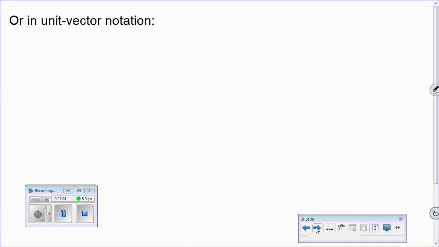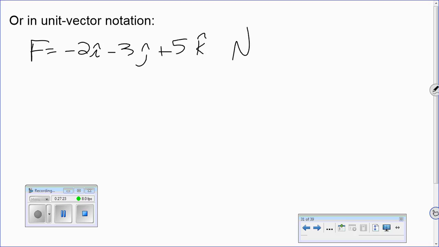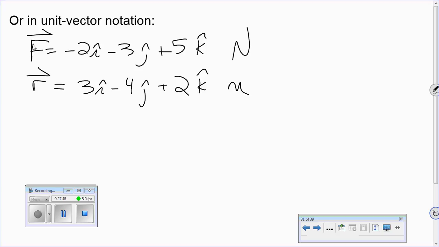Okay, so imagine a scenario in which we had a force of negative 2i minus 3j plus 5k newtons being applied to some particle or object, so that your lever arm, your r, is this vector, 3i minus 4j plus 2k meters. I'm assuming my pivot point is at the origin. So in 3 dimensions, there's my pivot point, and then my particle's out here somewhere in space. That vector describes this. Cool?